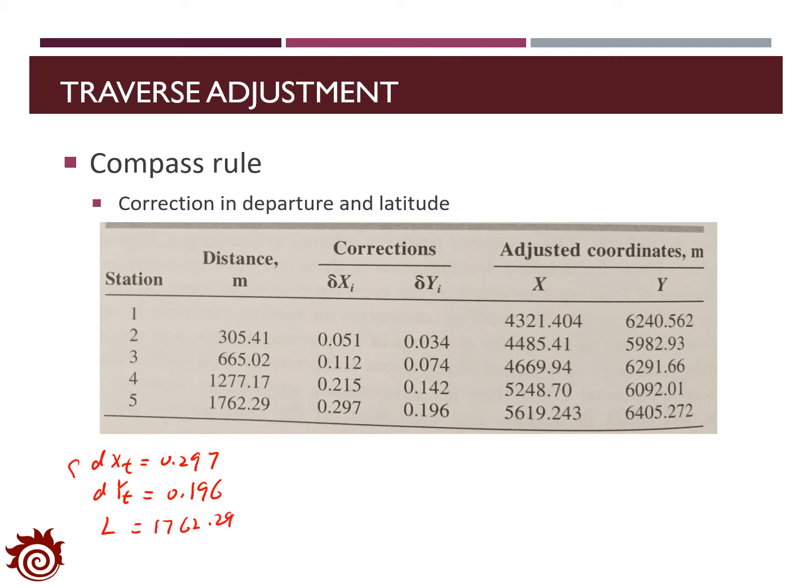1762.29 meters. First of all, we need to find out the distance of any points to the initial point, which will be shown in the first column here. This one, the first one, represents L2, and that would be L3, L4, and L5.